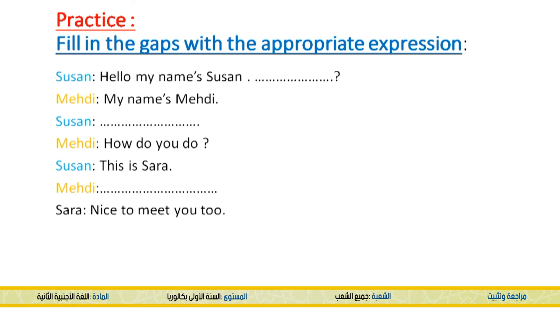Right. So from the expressions I have explained, I want you to fill in the gaps. For example, number one. Hello, my name is Susan. As you can see, Susan has asked Mehdi a question, and Mehdi's answer is, my name is Mehdi. So what is the question? Yes? That's right. What's your name? Great. Number two, Sarah has said something, and the answer to which is, how do you do? What did she say? Yes? Great! How do you do?